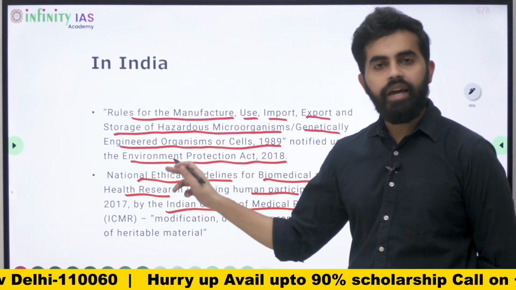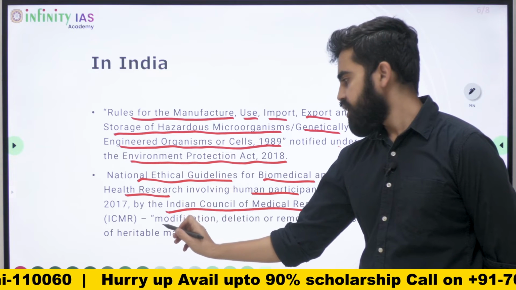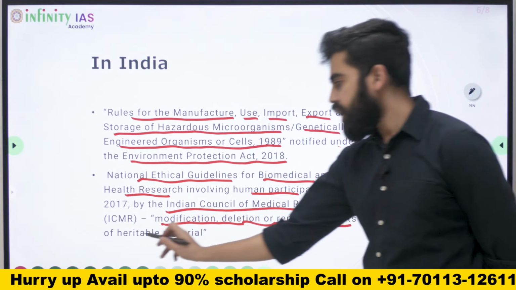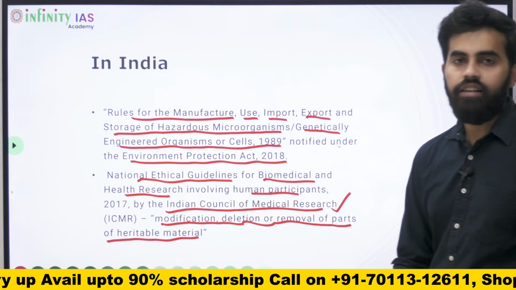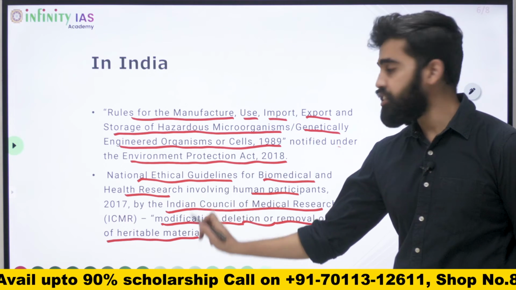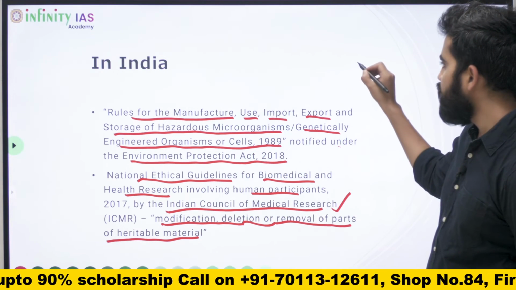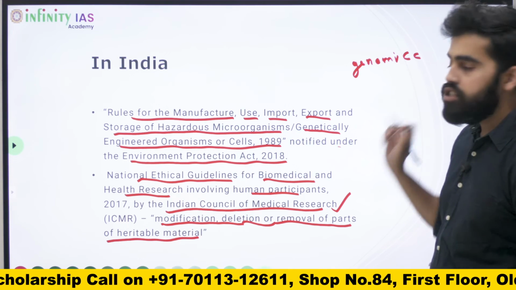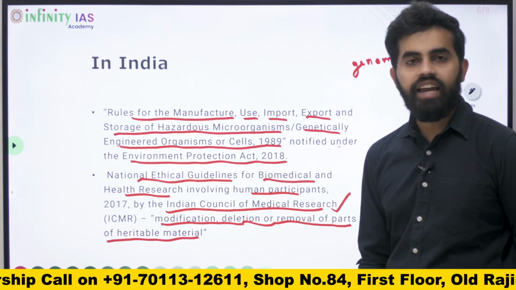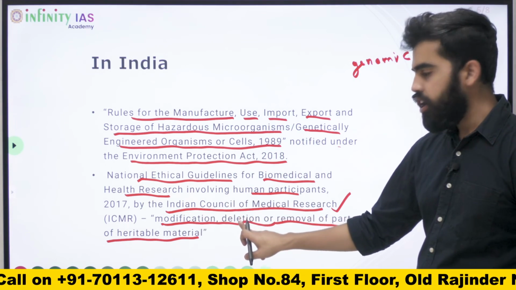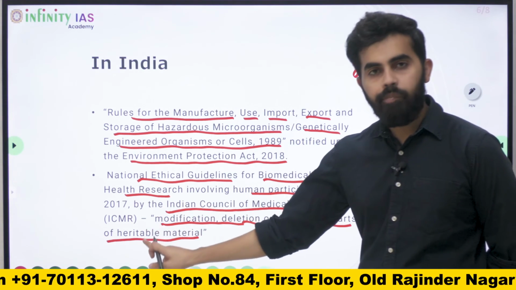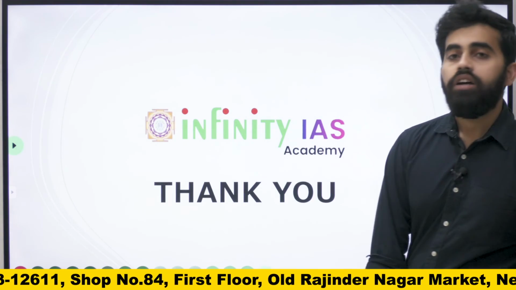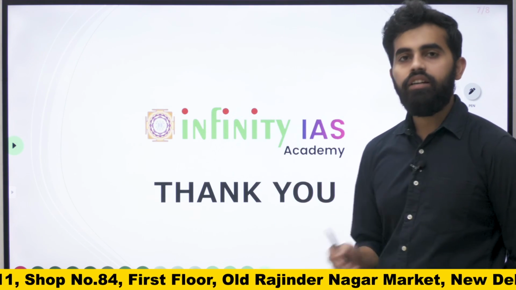So, what is actually mentioned in these guidelines? It mentions modification, deletion or removal of parts of heritable material. This is exactly what is mentioned in these guidelines. There is no mention of genomic editing in these guidelines, but it is mentioned that modification, deletion or removal of parts of heritable material. So these are the points that are important for prelims.